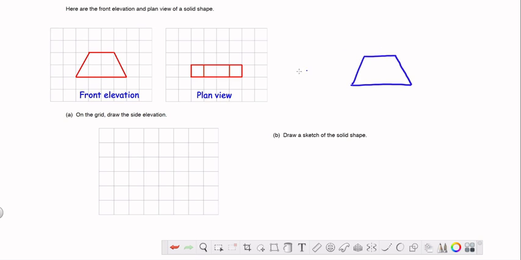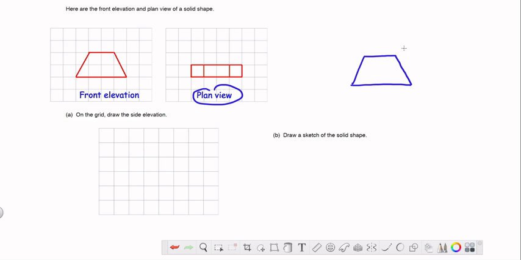Right, from the top, remember this bit here, the plan view, is what the bird can see directly from the top. It's like a map of the 3D shape. So you have to put your mind's eye above the 3D shape, and think about what it could look like from above.